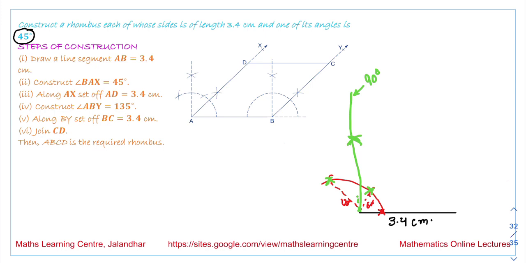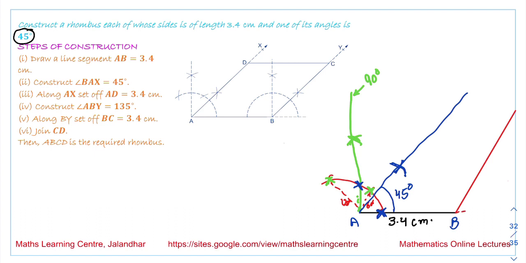Now in the next step we have to bisect this angle. So we keep the compass at this point, we draw an arc over here, we keep the compass at this point and we draw an arc over here, and we obtain this line, which is at an angle of 45 degrees. Similarly, we say this point is A, and at point B we draw an angle of 45 degrees in the same way. We have extended this and drawn an angle of 45 degrees over here.